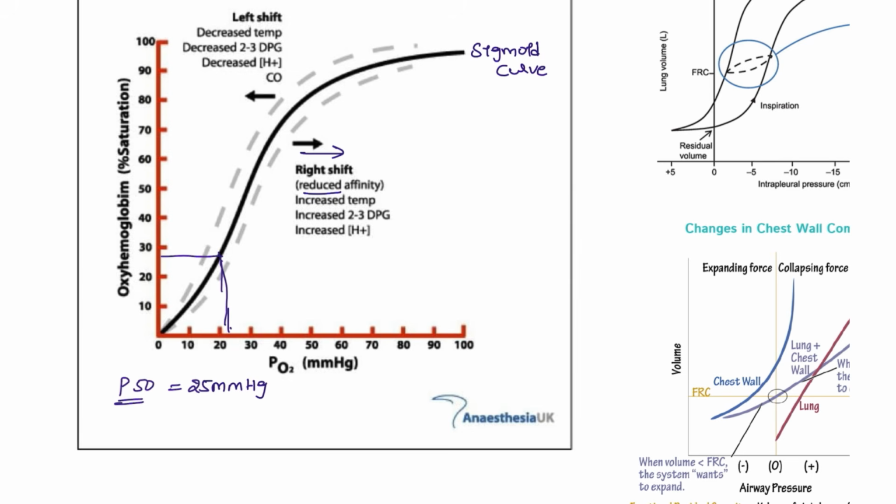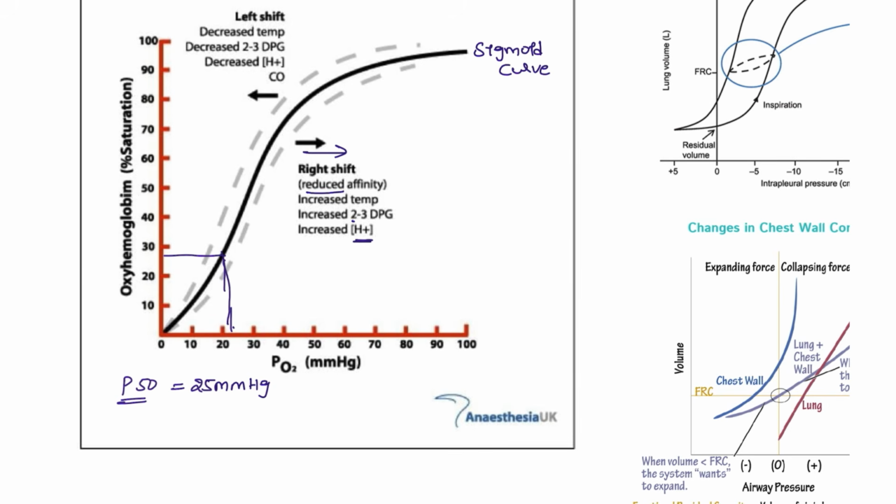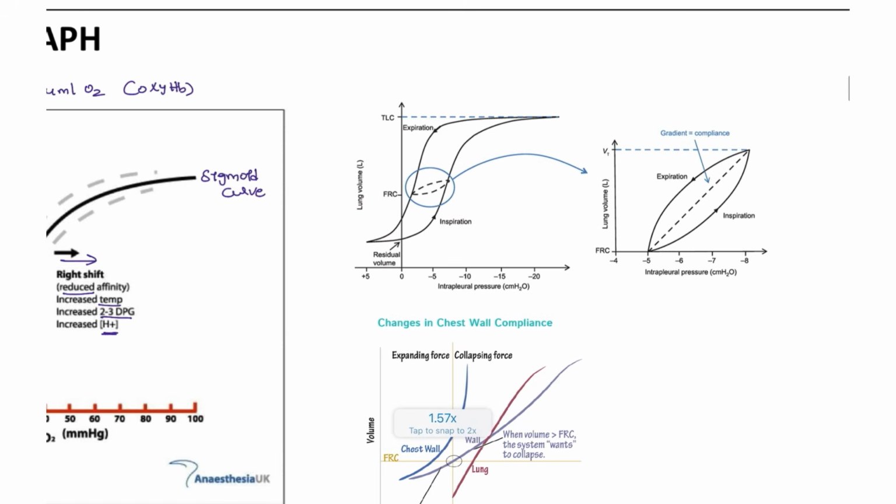What are the conditions that shift it to the right side? Acidosis, increased 2,3 DPG activity, and increased temperature. That is what is seen with the right shift. Opposite to that, the left shift, with increased affinity, is seen with decreased temperature, decreased H plus ion, carbon monoxide poisoning, and decreased 2,3 DPG. This is how the oxygen hemoglobin curve and its associated shifts are seen in this picture.